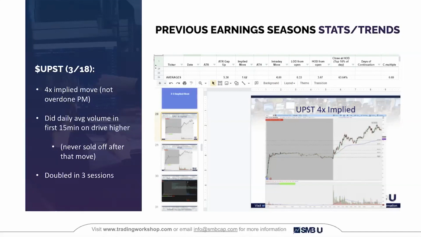Yeah, so just to jump into an example of what we're looking at recently, a couple months ago, we had UPST, massive implied beat. Something I want to highlight for pre-market: a lot of these implied beats that have over 2x will get run up during pre-market, meaning it'll open up here, or after hours it'll get run up all the way up here. And this one just didn't have that, and it did its daily average volume in the first 15 minutes, and it never really sold off after that move. It just held highs, made a new high like 10 minutes later. And this one ended up doubling in 3 sessions, going from like 80 to 160.